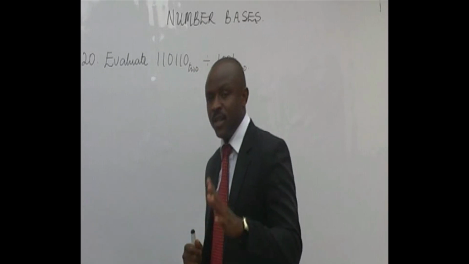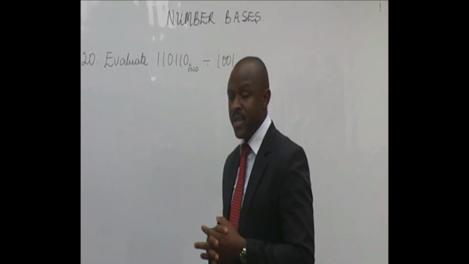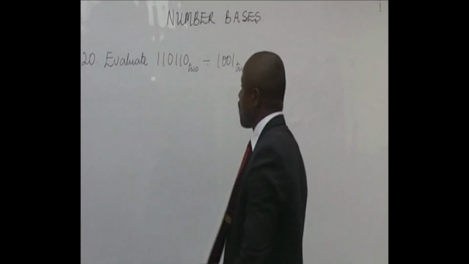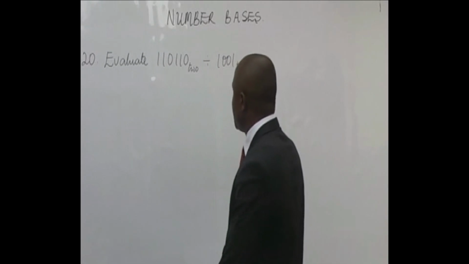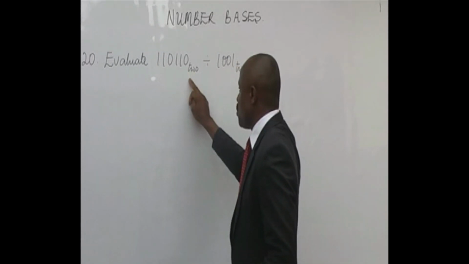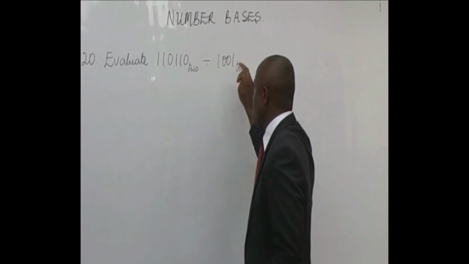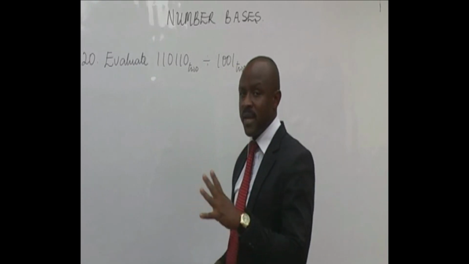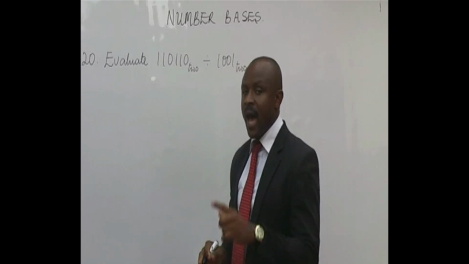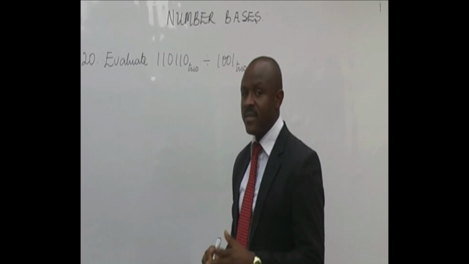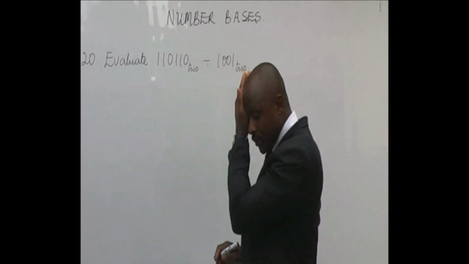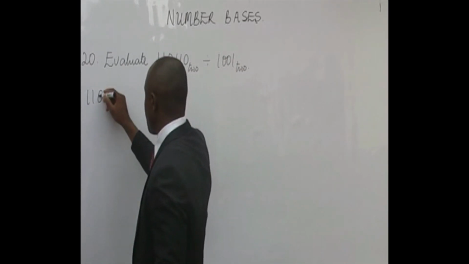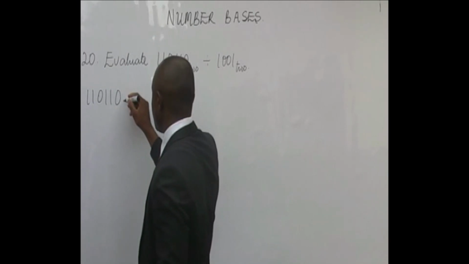Question number 20 is the number I want to use and draw a curtain on our discussion on number bases. It says, evaluate 110110 base 2 divided by 1001 base 2. As I said, first of all, convert the numbers to base 10, divide, and convert back to base 2. That is exactly what we're going to do now. So first of all, we have 110110 base 2.